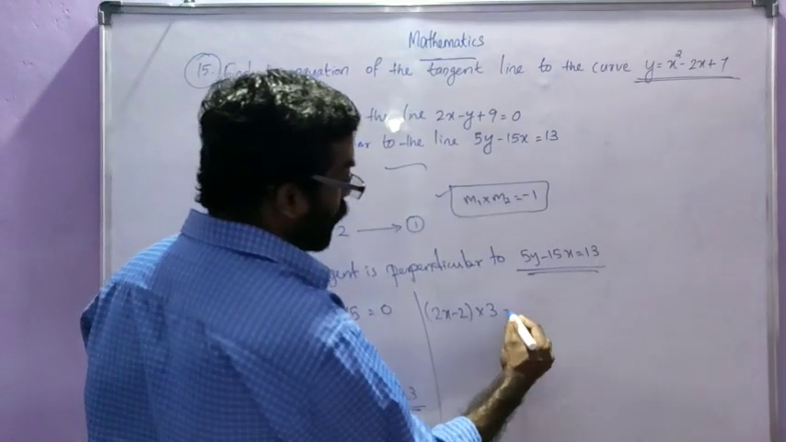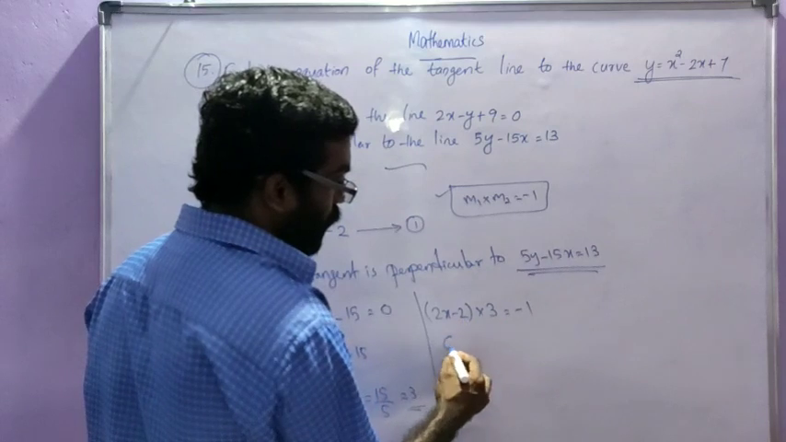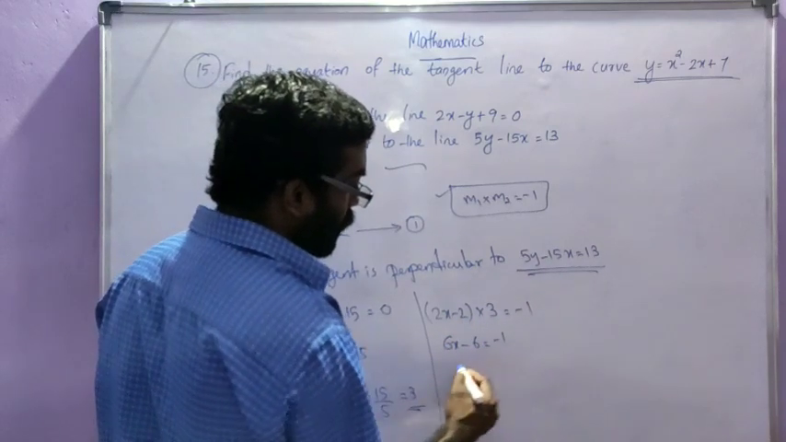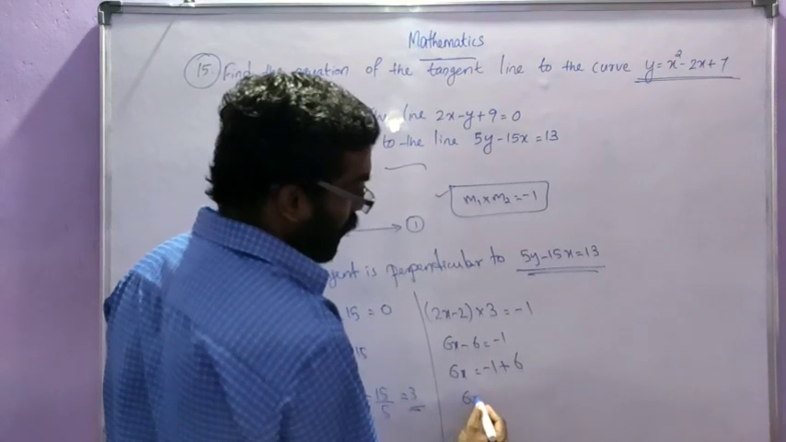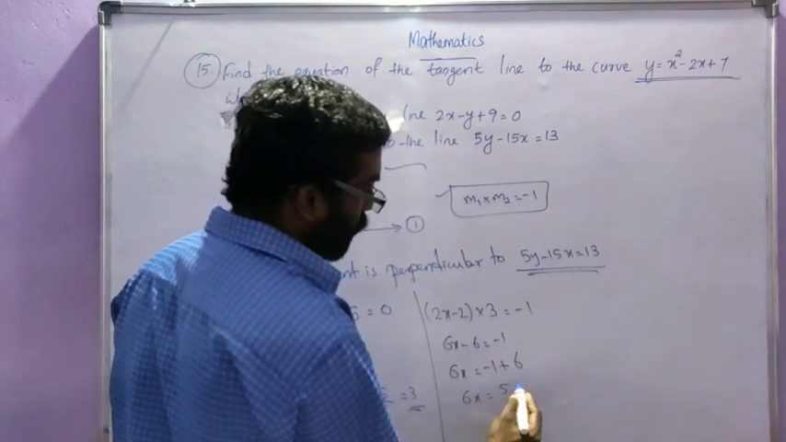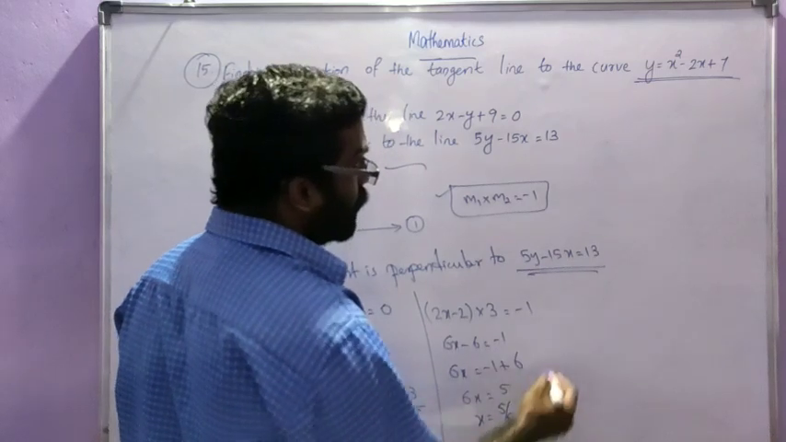So into 3 which is equal to what? Minus 1. We can multiply this one. 6x minus 6 is equal to minus 1. 6x is equal to minus 1 plus 6. That is 6x is equal to 5 or x equal to 5 by 6.